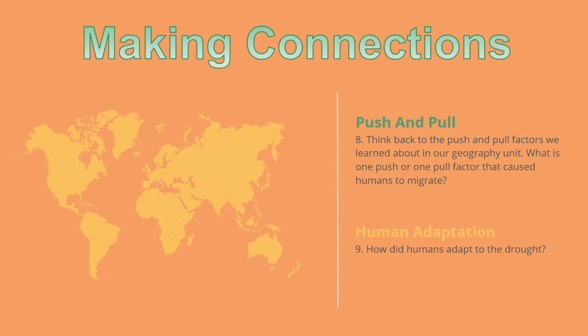Number 9 says, how did the humans adapt to the drought? You'll have to look back into your sources again, or maybe you remember, but how did humans adapt to the drought? Go ahead, pause the video to answer those 2 questions.